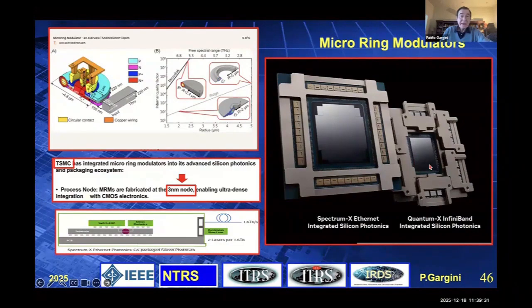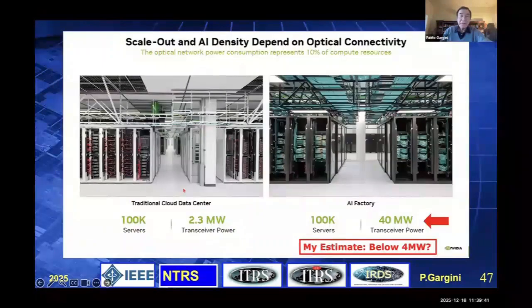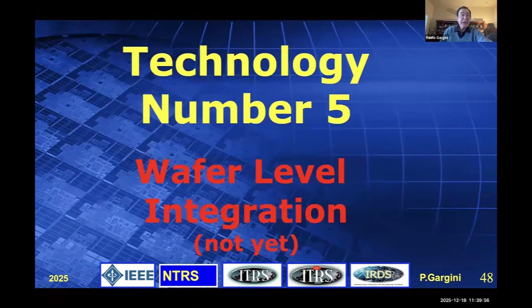NVIDIA has announced that they will put this into manufacturing, and it is already in the 3 nanometer line of TSMC. And this is my back-of-the-envelope estimate, so this is not NVIDIA: these 40 megawatts can be reduced to the range of 4 megawatts or even less. We'll see. I'm expecting an announcement in the first quarter about this.